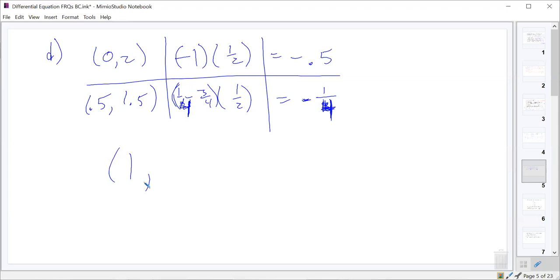So we end up with 1 and then 1.2. Good? I gotta do arithmetic right. Any questions on that?